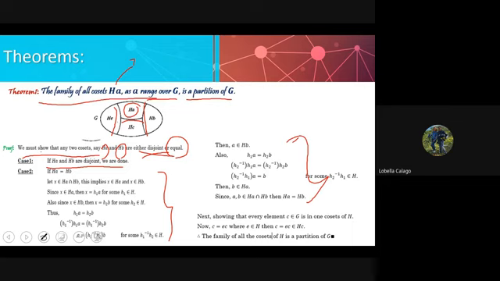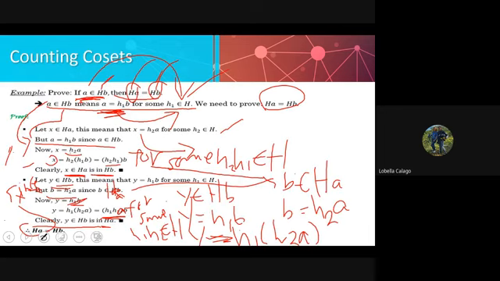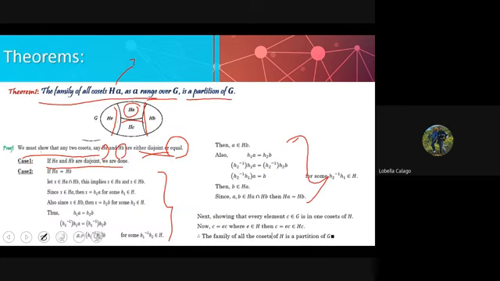Ito ay parehas. So, hindi ko na-explain kasi, di ba? Sinabi ko naman dito. In-explain ko na. Okay, so since we showed that every element C of G is in one of the cosets of H, pinakita niya lang na merong identity element. Bakit kailangan pa ipakita yung identity element?